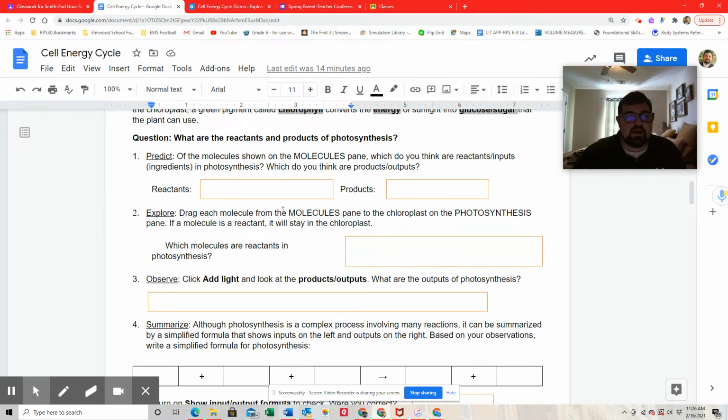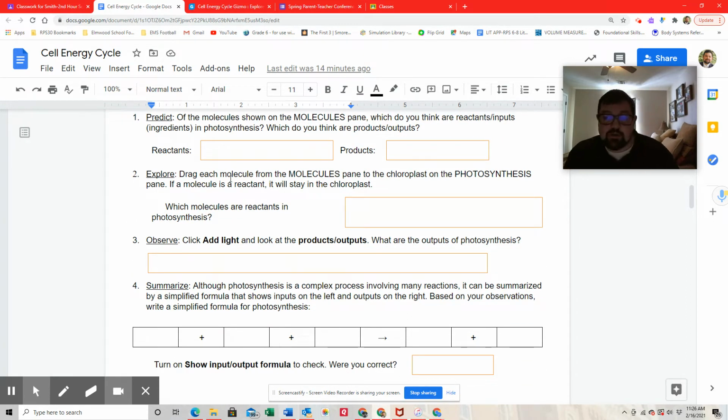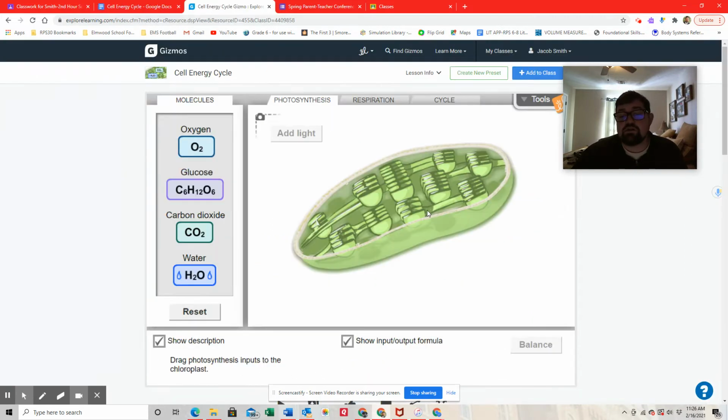We're predicting, right? Then we're going to explore, which is similar to the experiment, which we've done in the past in labs. So we're going to drag the molecules and see which molecules stay in here, and those are the ones that are going to react. The molecules that go into this chloroplast, right? And so if I drag oxygen, you can tell that it won't go in there, and that's because plants don't use oxygen for photosynthesis. They use carbon dioxide. By the way, you're going to want to have this clicked here where it says show input output formula, because that's going to help us with our formula. It's not going to be exactly what we're looking for, but it is going to help.